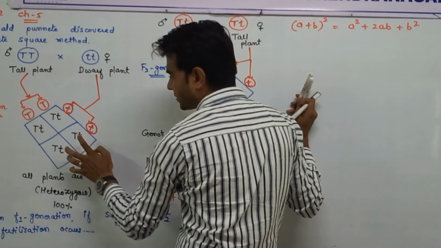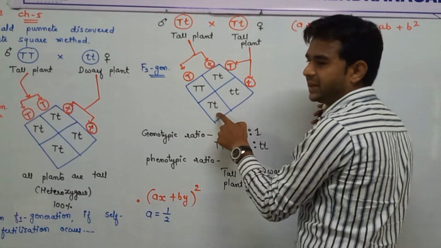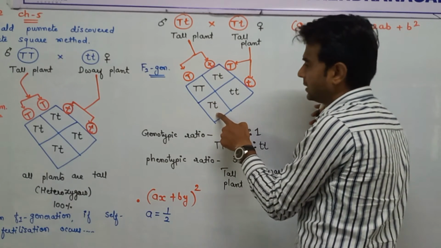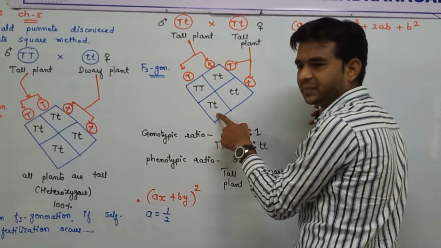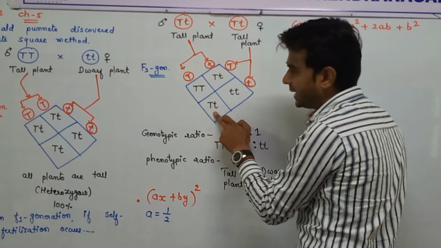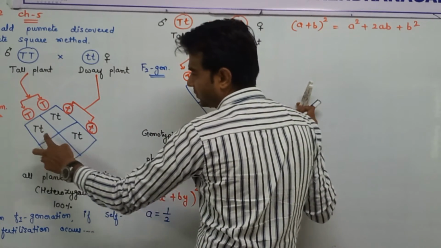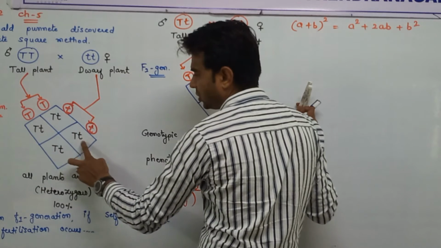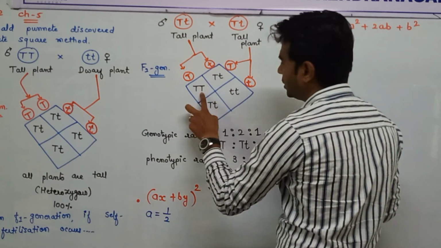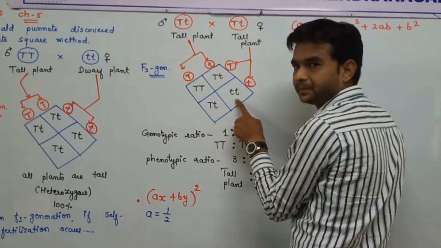So all the squares in the Punnett square consist of zygote formation, the type of the zygote. And if space is there, then you also write the phenotype here. For example, tall, tall, tall, and dwarf. You can write like that.